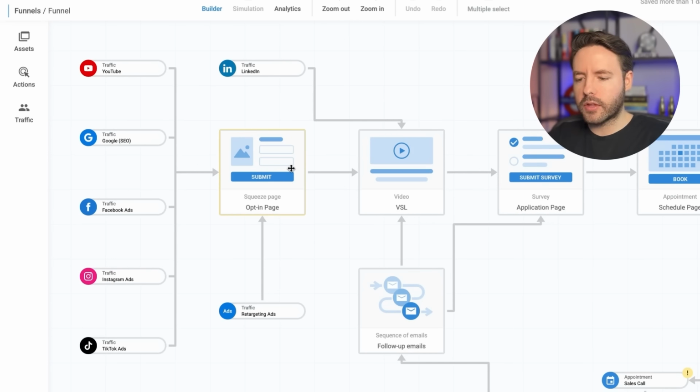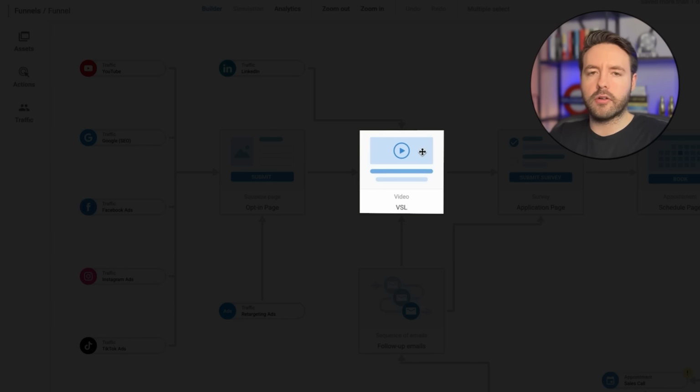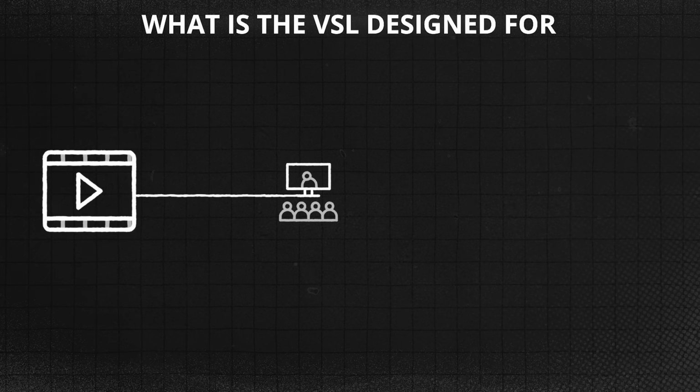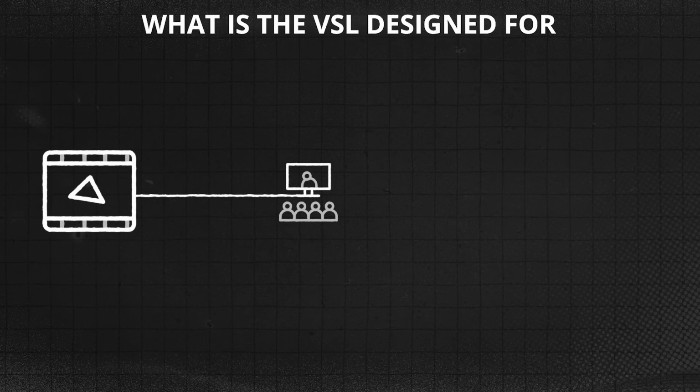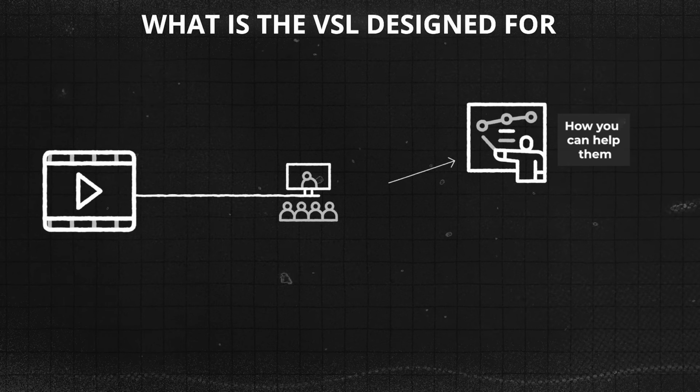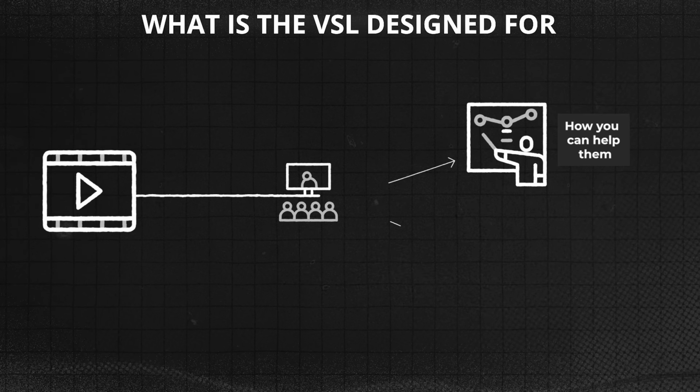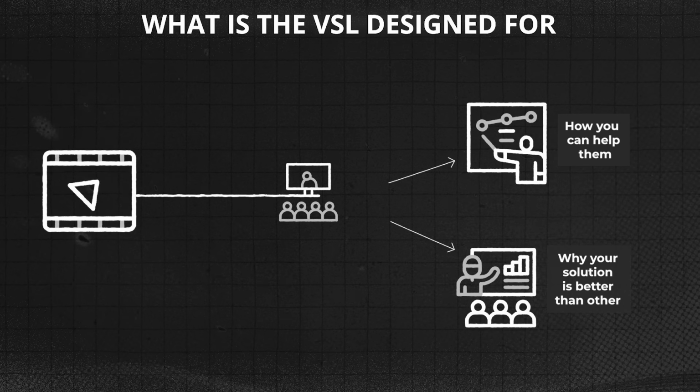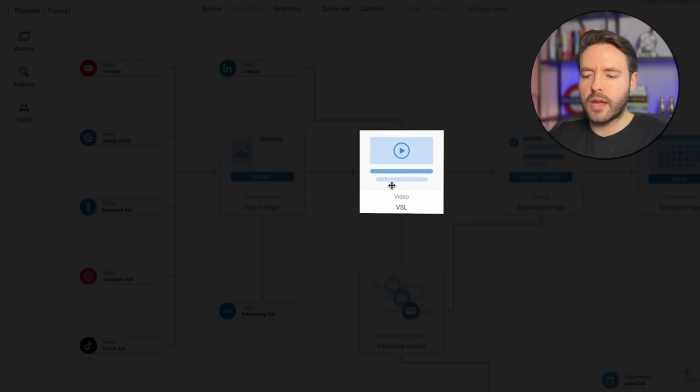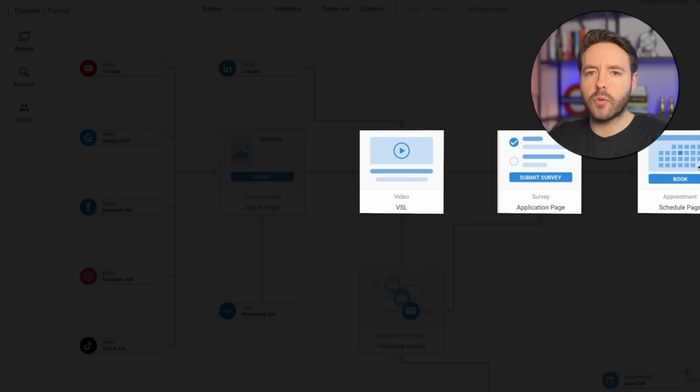So the way that we do that is by using a VSL, or a video sales letter. A video sales letter is basically designed to be a salesperson for you and your business that educates your potential clients about how you can help them. It educates your potential clients about why your solution is better than other alternative solutions that are out there. And then if they like what they hear on that video, they are the ones that are then motivated to fill out an application form and schedule a call in your calendar because they actually want to talk with you.